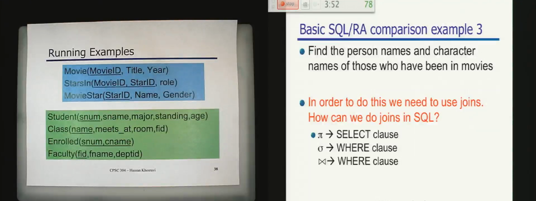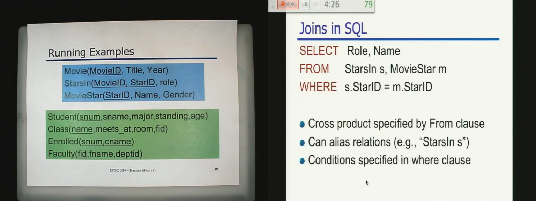Okay, now if you want to find the person, name, and character of those who've been in a movie, that means we're talking about two tables at the same time now. We're talking about stars in, and we're also talking about movie star, to find the character that is being played. So how can we do joins? And where does join go if you want to do an SQL query? We know that the projection goes into the select part. We know that sigma, or the selection, goes into the where part. The join also goes into the where part. Okay, so we'll add that as conditions as well.